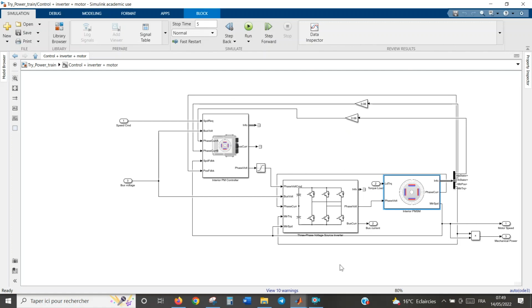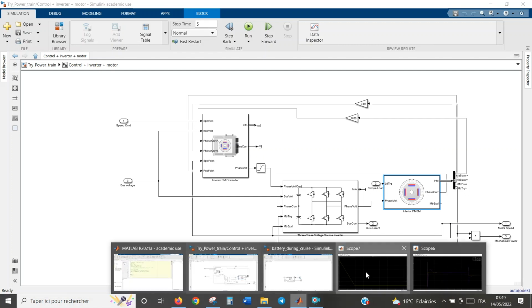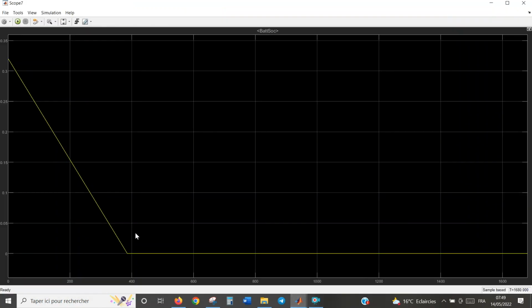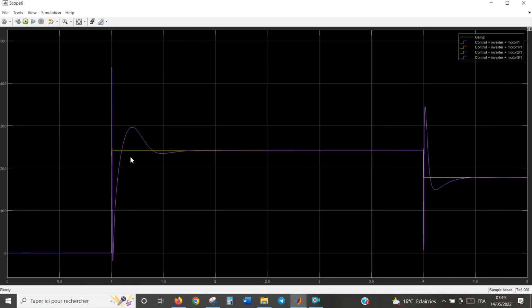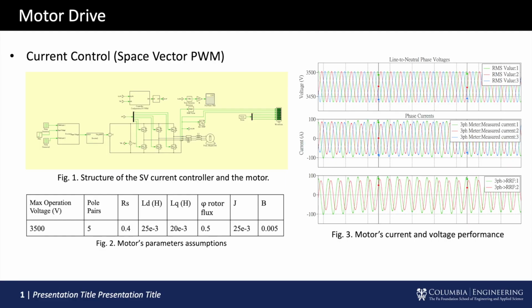And thanks to this simulation, we can have some results such as the state of charge of the battery during the flight, or we can study the motor speed and compare it to the reference. Here are the motor's parameters of our choice, so we use space vector PWM for generating the operation voltage and current control. The result on the right-hand side shows that it can produce the maximum operation voltage to the motor, and the current is quite stable.